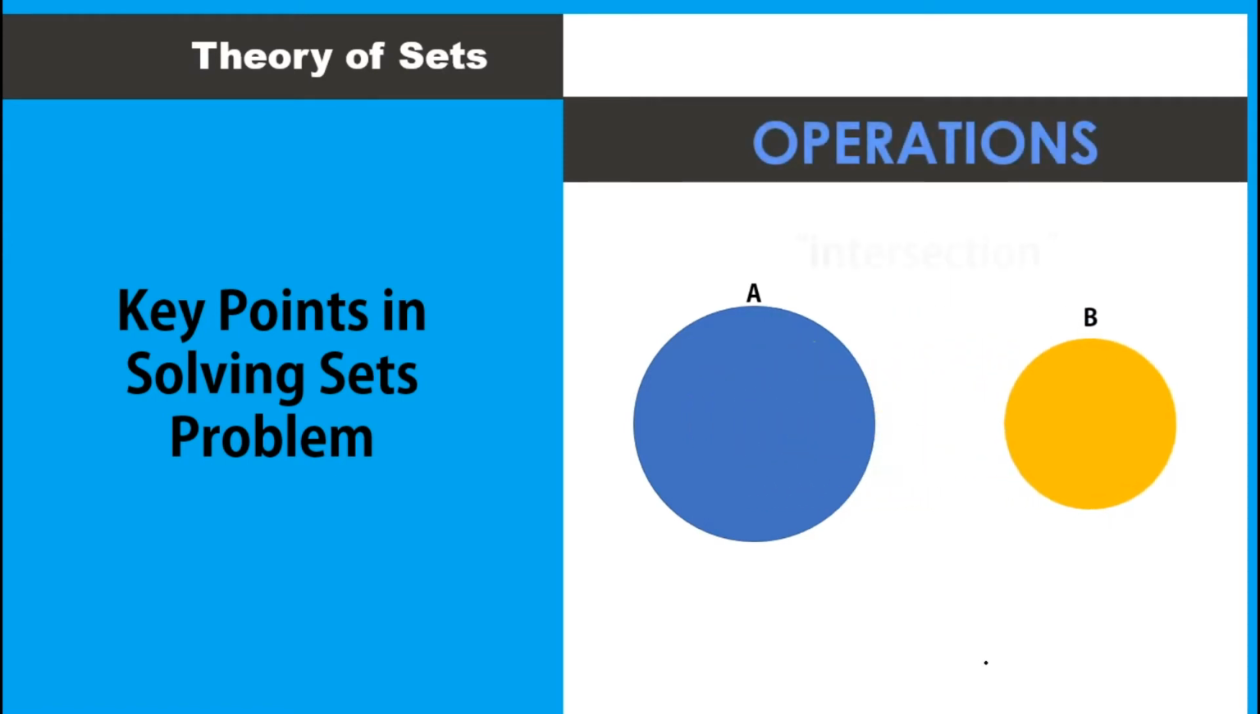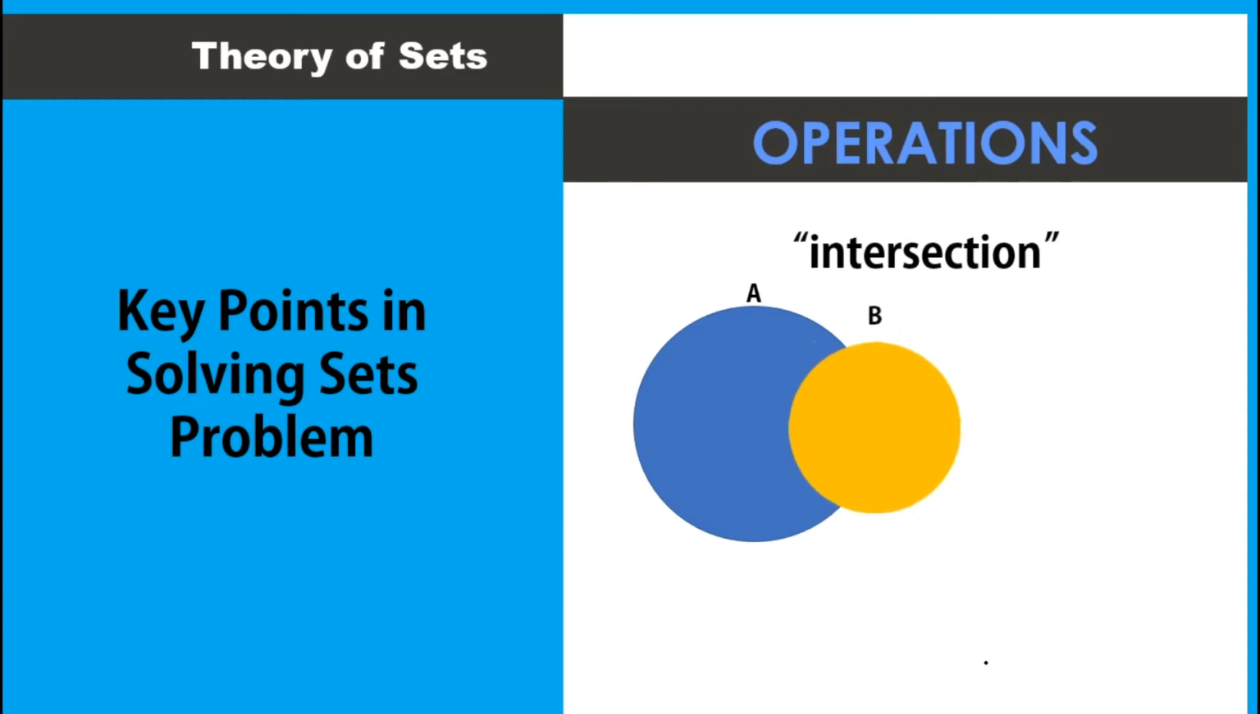For the second operation, we have the intersection. What do we mean by intersection? It means that if this is set A and set B, they overlap in this portion. This portion is the intersection of A and B. Our notation for that is A intersection B.